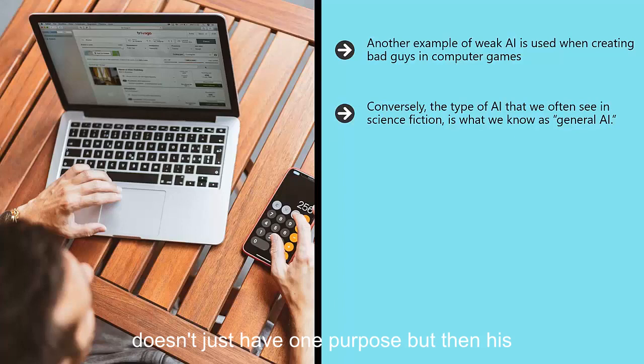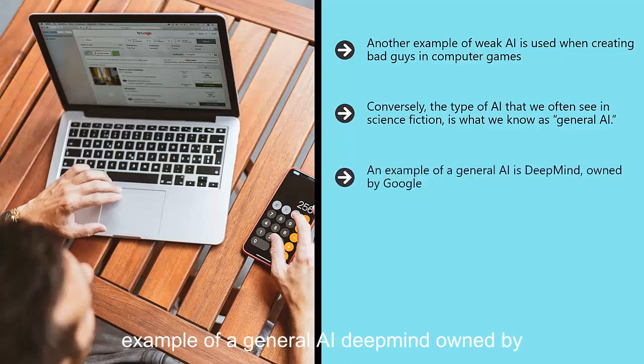This is AI that doesn't just have one purpose, but that is designed to do everything that a human might be able to do. You could play a word game with this AI, ask how it was feeling, or get it to look up something useful. An example of a general AI is DeepMind, owned by Google. DeepMind is a company that has developed a neural network that employs general learning algorithms to learn a huge range of different skills.